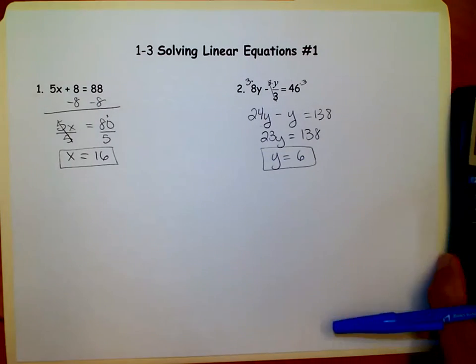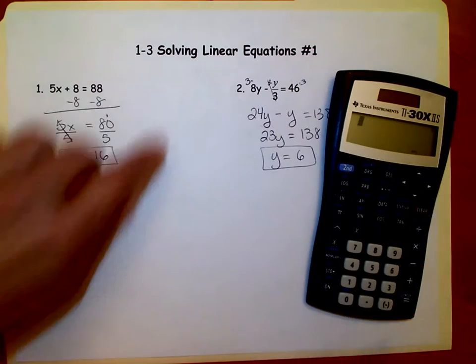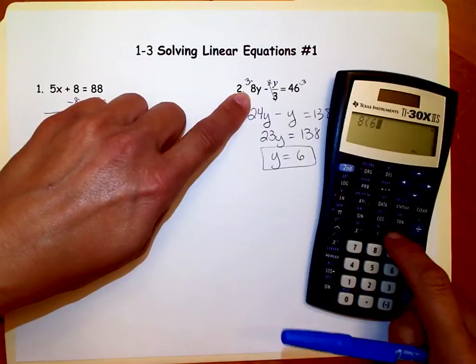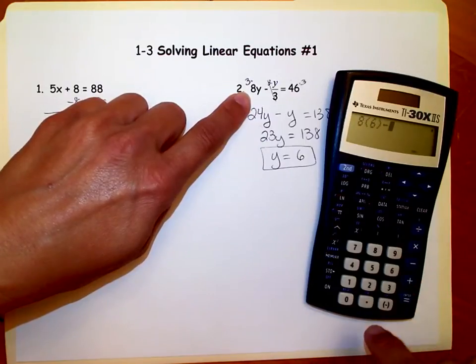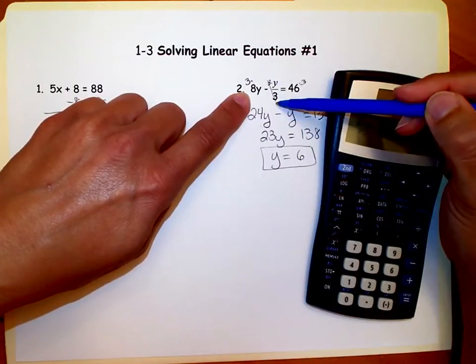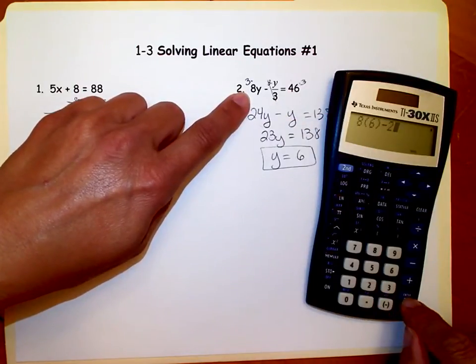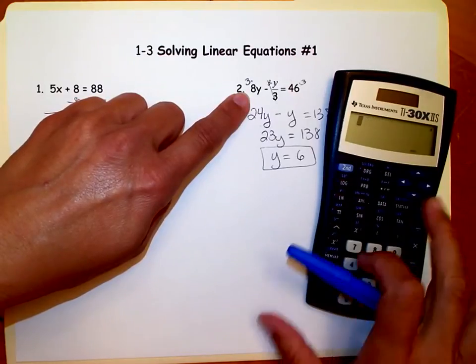Let's check it. You always check in the original equation. So 8 times 6 minus 6 divided by 3 is 2. So I'm just going to put a 2 in there, but you could use your fraction key and do that. And that should equal 46, and it does.